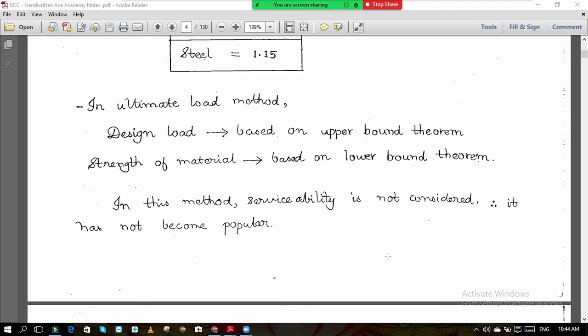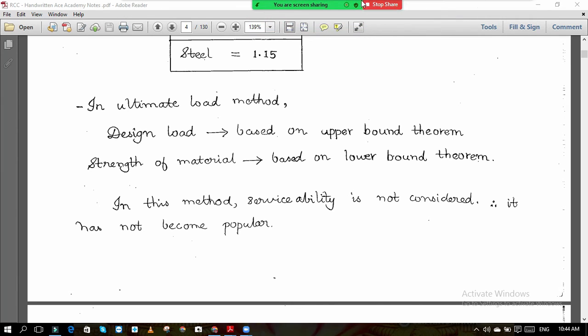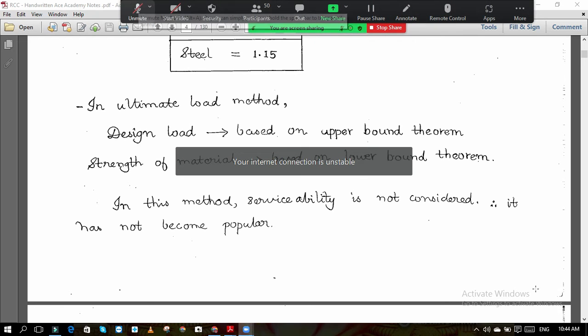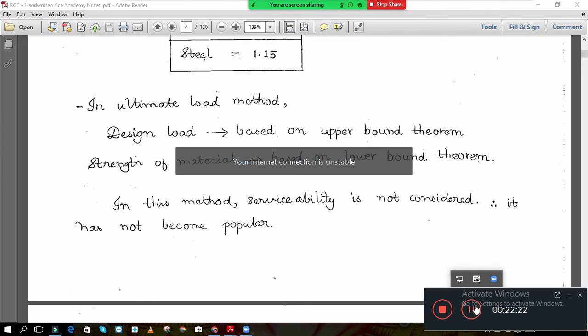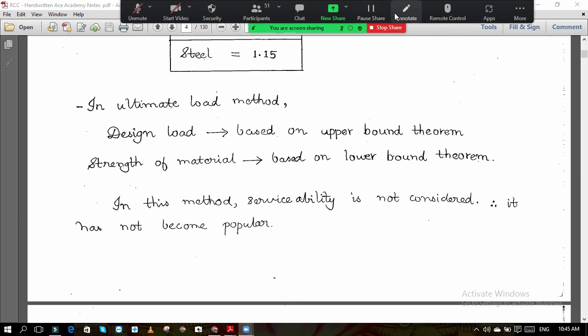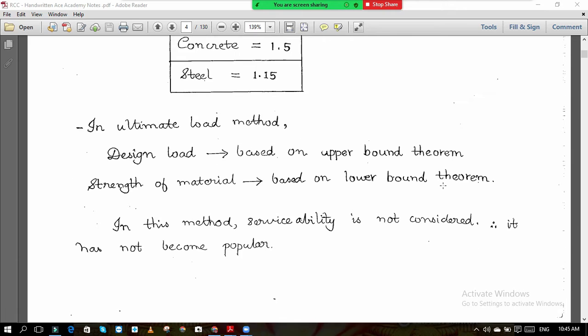And in ultimate load method what we do, in ultimate load method, just one minute. Okay, so this is the ultimate load method.